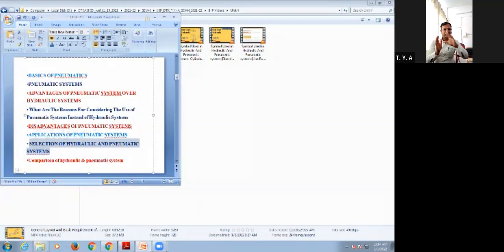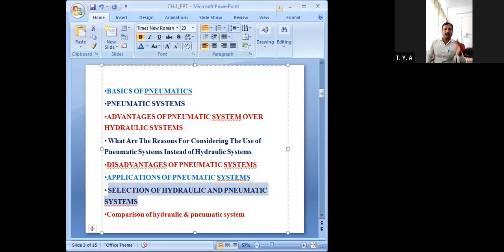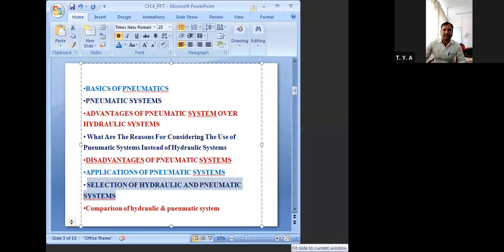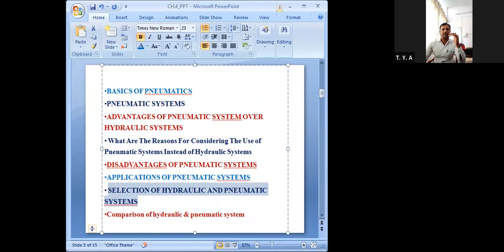We got the meaning about this. We got the pneumatic system elements and all these things. Now, we also know about the hydraulic system. Getting it?